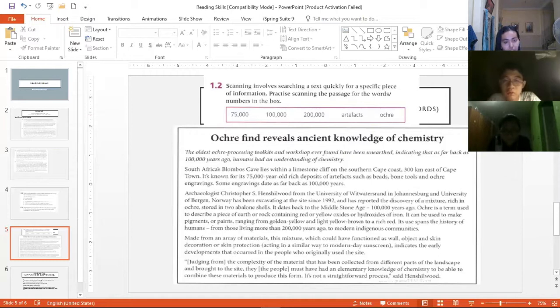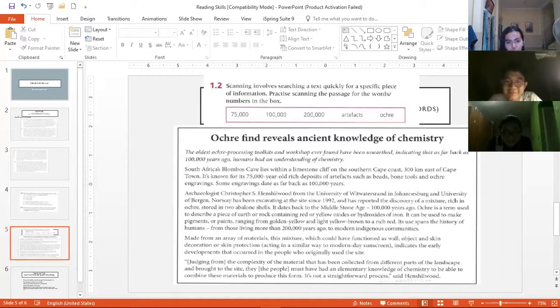200,000. Where can you find that? Paragraph 3. Paragraph 3, and it refers to the age of history of humans. Humans, very good. So the history of humans from 200,000 years ago.